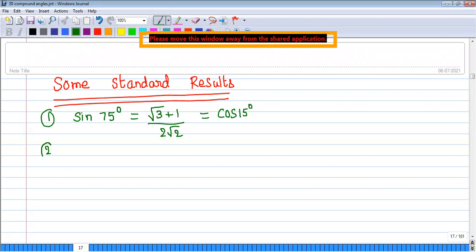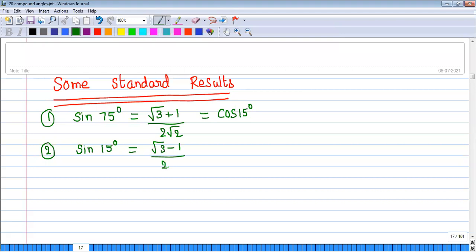Next, sine 15 degrees. Sine 15 degrees is equal to root 3 minus 1 by 2 root 2. That is equal to cos 75 degrees.